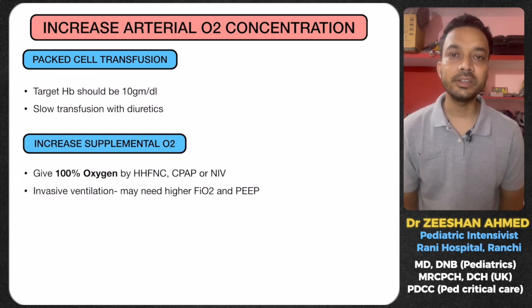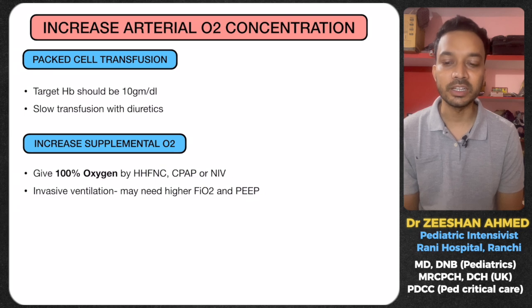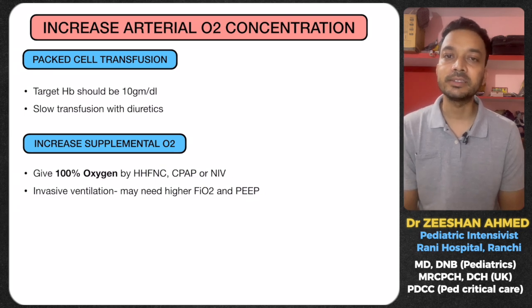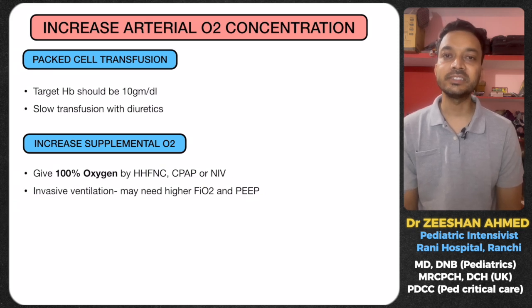We also should increase the supplemental oxygen to the patient. We should try to give 100% oxygen using high flow nasal cannula or CPAP machine or non-invasive ventilation. And in extreme cases, invasive ventilation can also be tried. If invasive ventilation is needed, we should target a higher PEEP or higher FiO2.